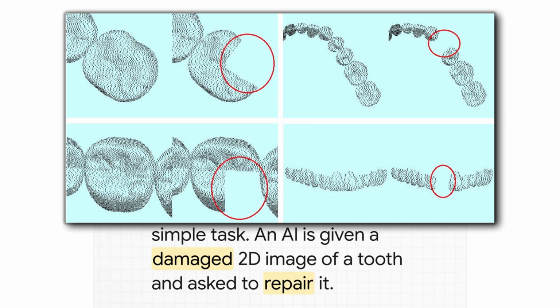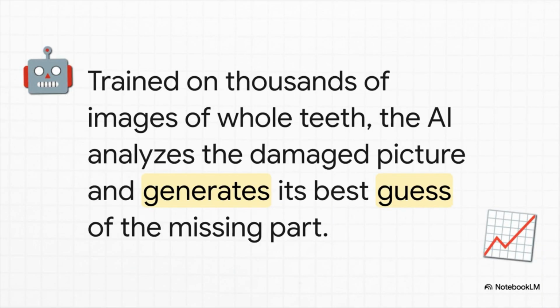Okay, so here's step one. The whole process starts with a really clever task. The researchers basically took a 2D picture of a perfectly healthy tooth. And then they deliberately damaged the image, digitally of course. They created a puzzle for the AI, and the puzzle was simple. Fix this. Figure out how to fill in the missing piece.